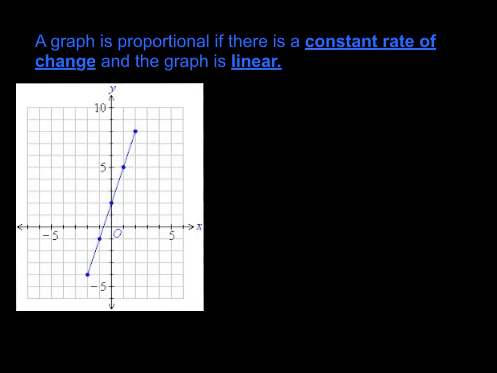Also, to review from last class, a graph is proportional if there's a constant rate of change and the graph is linear, meaning it makes a straight line. If you look at this graph, each time we go straight up, we go up 3 and over 1, up 3 over 1, up 3 over 1, up 3 and over 1. So we're rising at the same rate of change, meaning the line is going straight and there are no dips or curves in the graph.